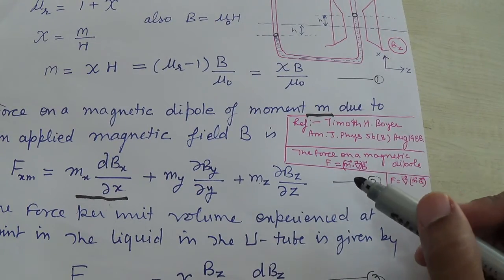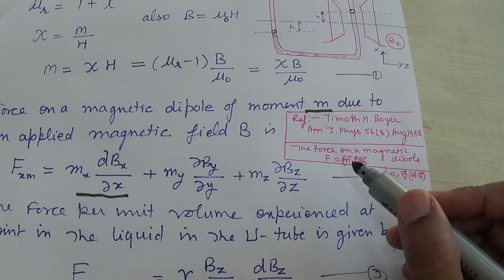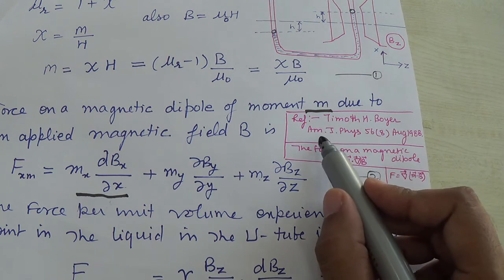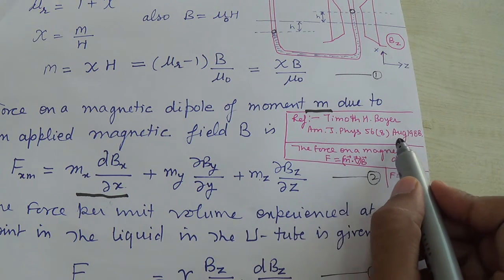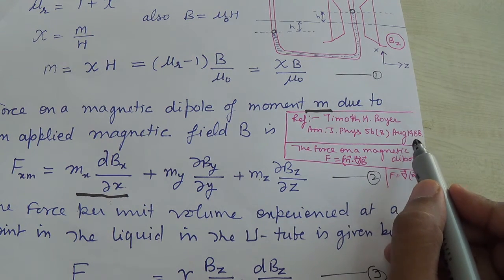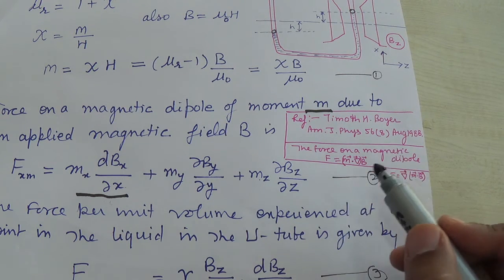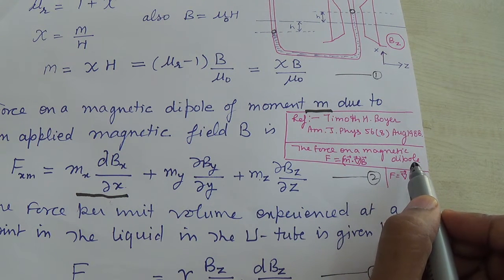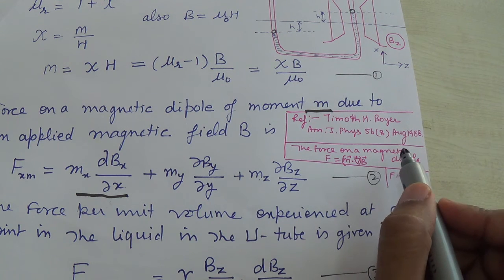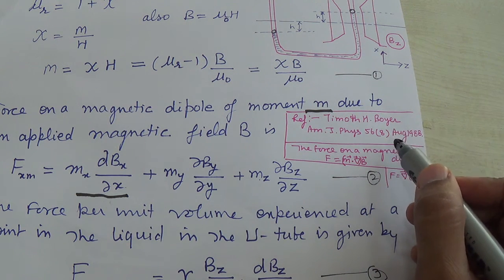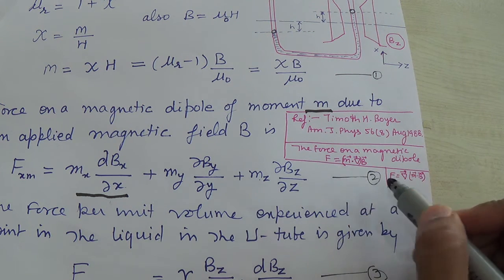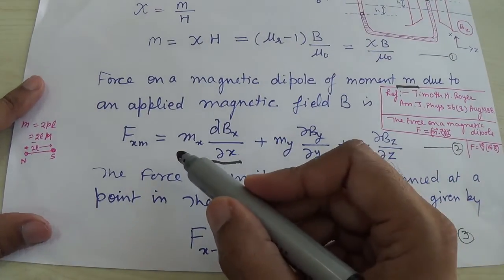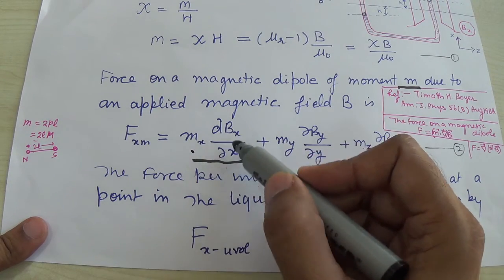The main idea of this force, or the detail of such kind of force, you can find in Boyer's paper in the American Journal of Physics, published in August 1988, volume 56. The title of the paper is The Force on a Magnetic Dipole. So if you want to know more about this force, you have to follow this particular paper. From there one can find the force on a magnetic dipole. So that force is defined by the magnetic moment and the gradient of the field.